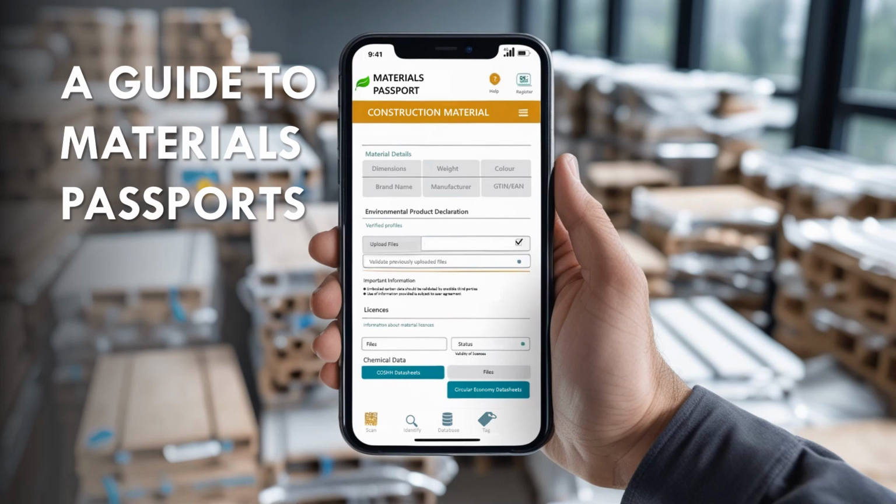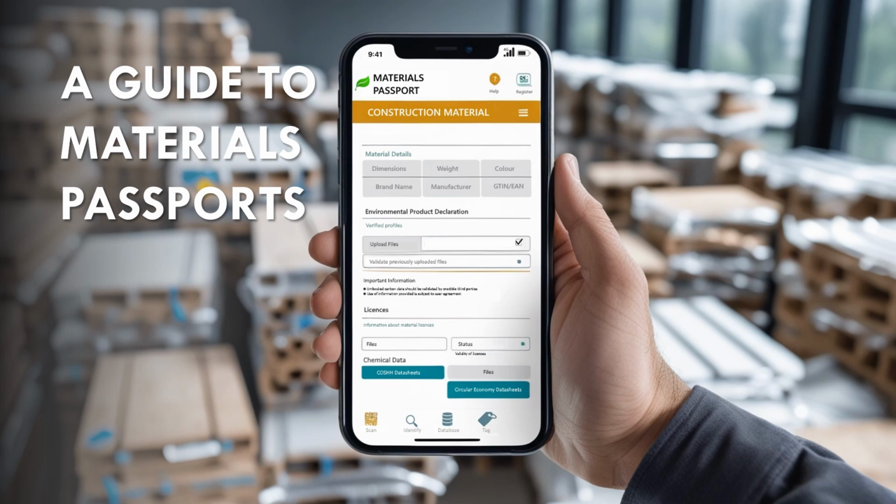Materials passports store key information on construction materials and products. They act as identity cards, holding information in a digital format on the characteristics of materials and products to support the recovery and reuse of materials from built assets over their life cycle.